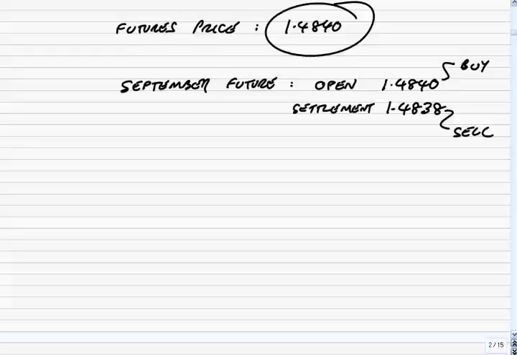The profit or loss on the deal is the difference between the price at which you sold them and the price at which you bought them. It's just if on each of the 2 days there are two prices. If you're buying today, it's 1.4840, the open price. If you're selling today, it would be the settlement price, 1.4838.